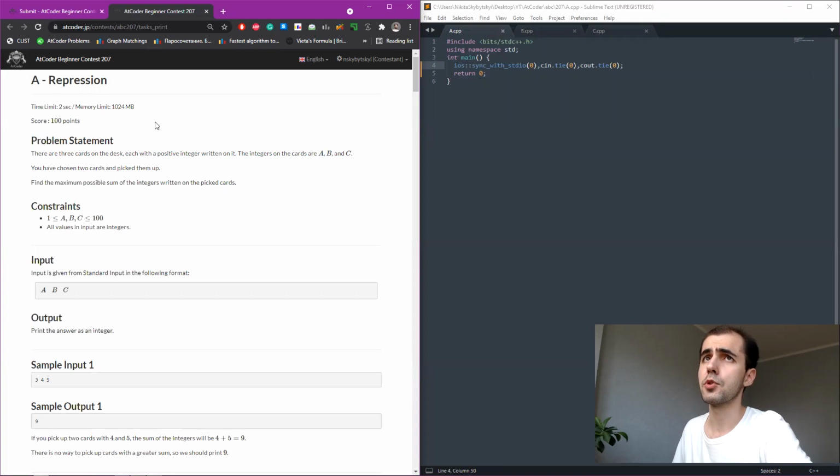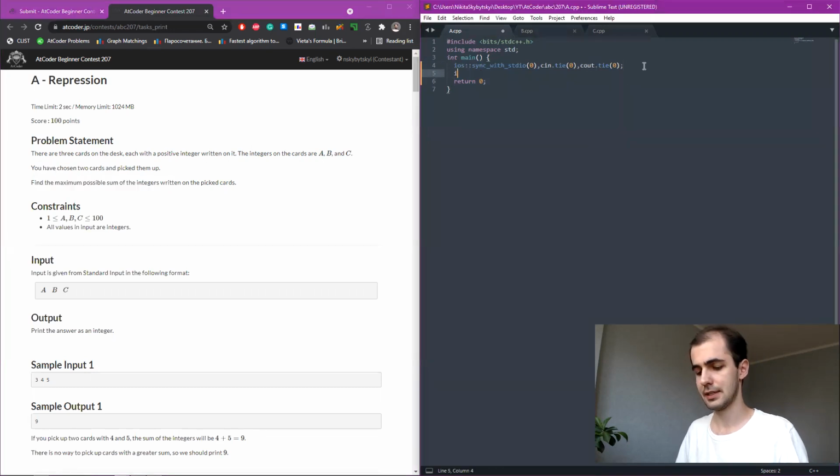Problem A, Repression. There are 3 cards on the desk, each with a positive integer written on it. The integers A, B, C. You have to choose 2 cards and pick them up. Find the maximum possible sum of integers written on the picked cards. It's probably not optimal the way I'm doing it. Probably you can do it in a simpler way, but what cards are you going to pick? Obviously the maximum ones, right?